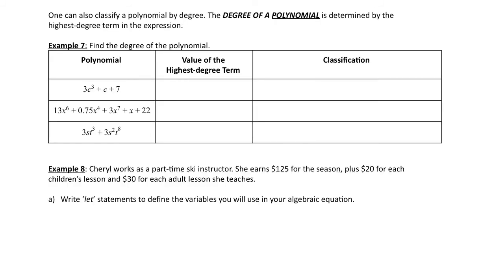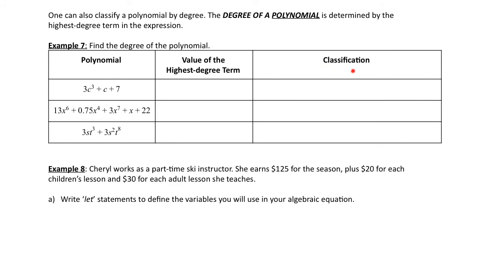Our last type of classification is called the degree of a polynomial. The degree of a polynomial is determined by the highest degree term in the expression. So the highest degree term means you are looking for the highest value exponent in the entire expression. So in example number 7, we are given a bunch of different polynomials, and we are asked to find the degree of the polynomial.